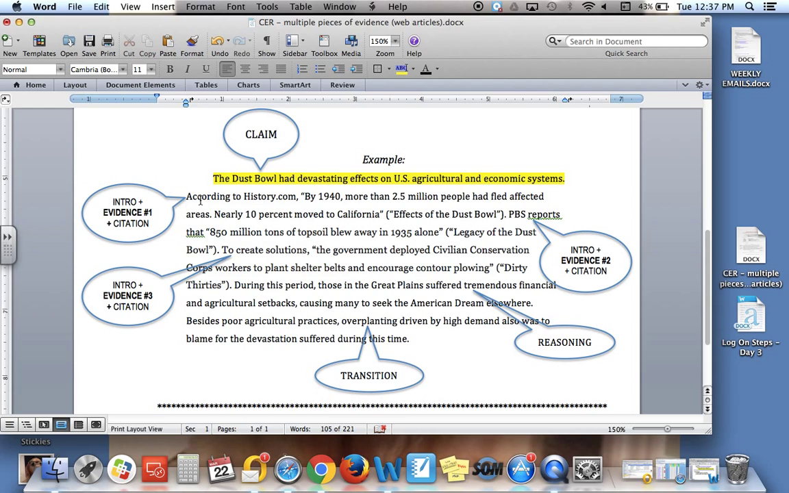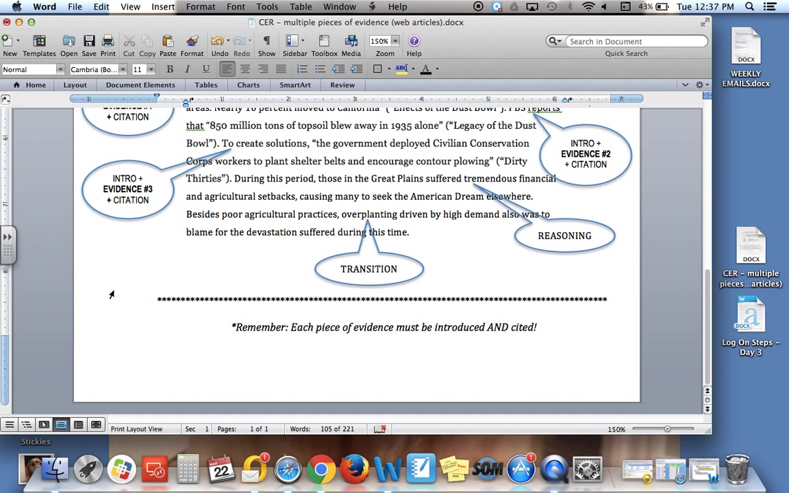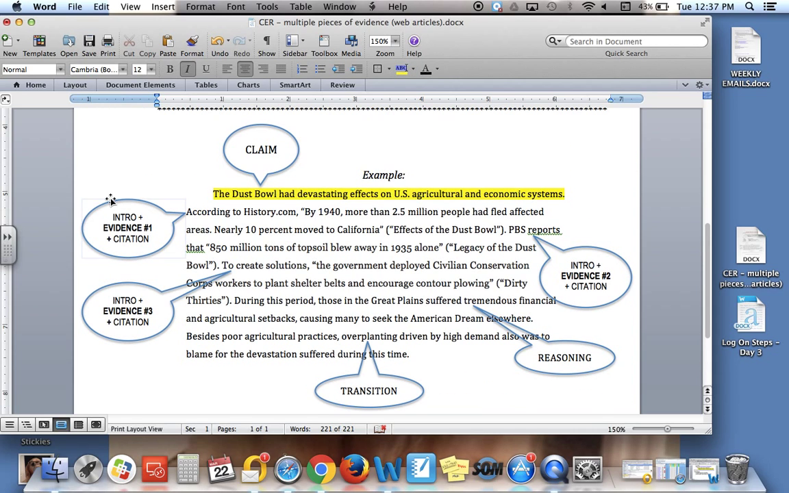Next comes my evidence. Remember, we always have to introduce and cite every piece of evidence. A quotation is not a sentence all by itself. It has to be introduced, and because we're taking it from an outside source, we have to cite it. So here we go. We have our claim to prove. Now we need to work to prove it. According to History.com, that's an introduction. That's how you introduce a quote. According to History.com, now I have the evidence itself.